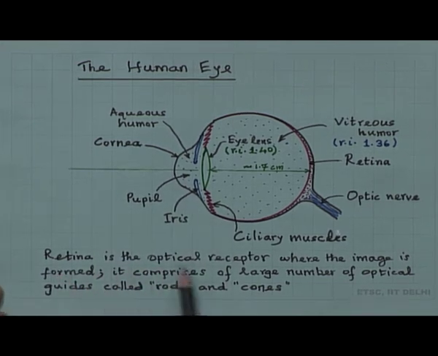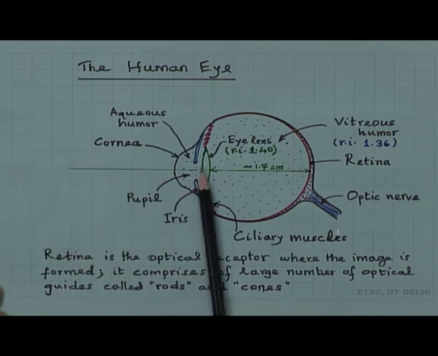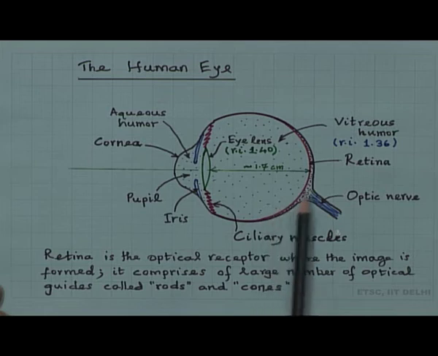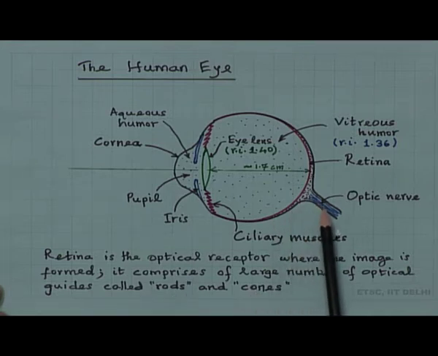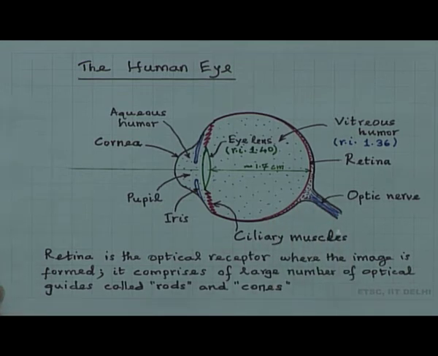Now, the retina is the optical receptor, as I already pointed out, where the image is formed. The object is in front of the eye, here is the lens, and the image is formed on the retina. It comprises a large number, millions, of optical receptors called rods and cones, which are connected to the optic nerve, which carries the signal to the brain, and the brain perceives the type of the object based on the signal.